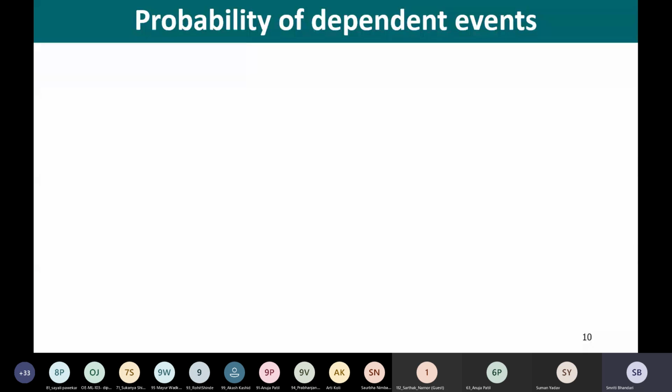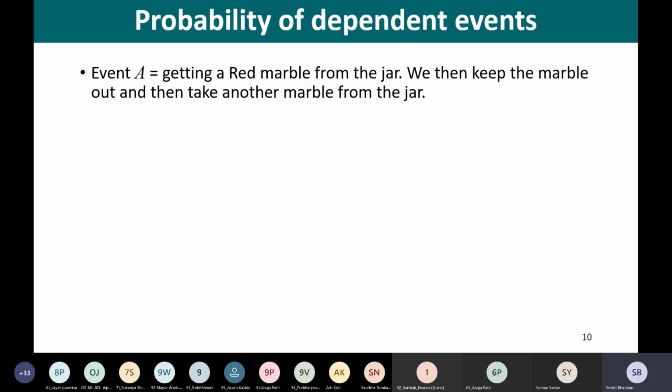So let's proceed now with the probability of dependent events. We have seen independent events. Now, what are dependent events? If the outcome of event A affects the outcome of event B, then we say that these are dependent events.